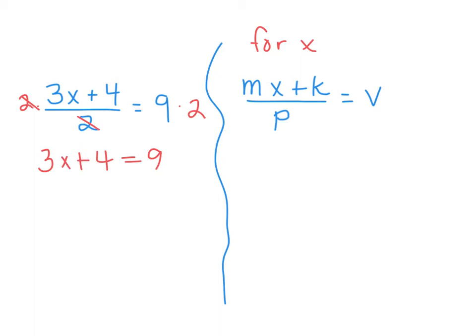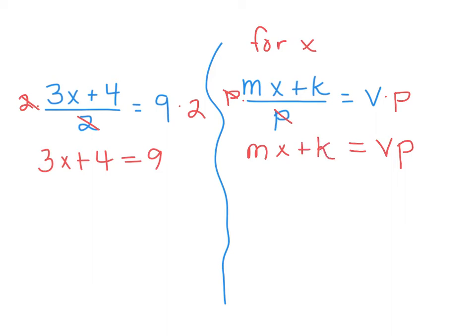I'm going to do the exact same thing on the right. I'm going to multiply by p on both sides. P gets wiped out. On the right, I have VP. Whatever those numbers are, I'd multiply them together. I don't know, so I'm just going to leave them next to each other, indicating multiplication. And on the left, I have mx plus k equals VP.